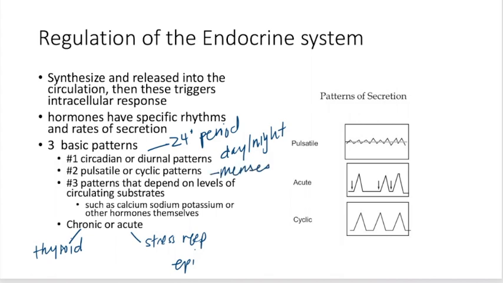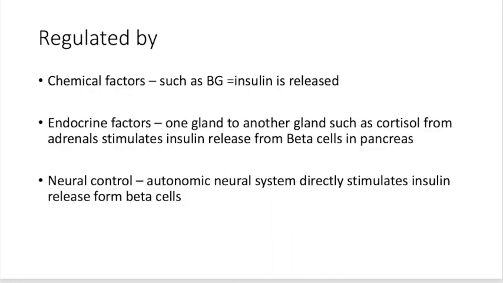Then we have patterns that depend on levels of circulating substances. So, calcium, parathyroid hormone, that would be stimulation for the parathyroid hormone to be released from the parathyroid glands, and then it would stimulate calcium release from the bones and an increased absorption from the GI. Other things to be aware of, that it is regulated by chemical factors, and that would include your blood glucose, and then insulin is released.